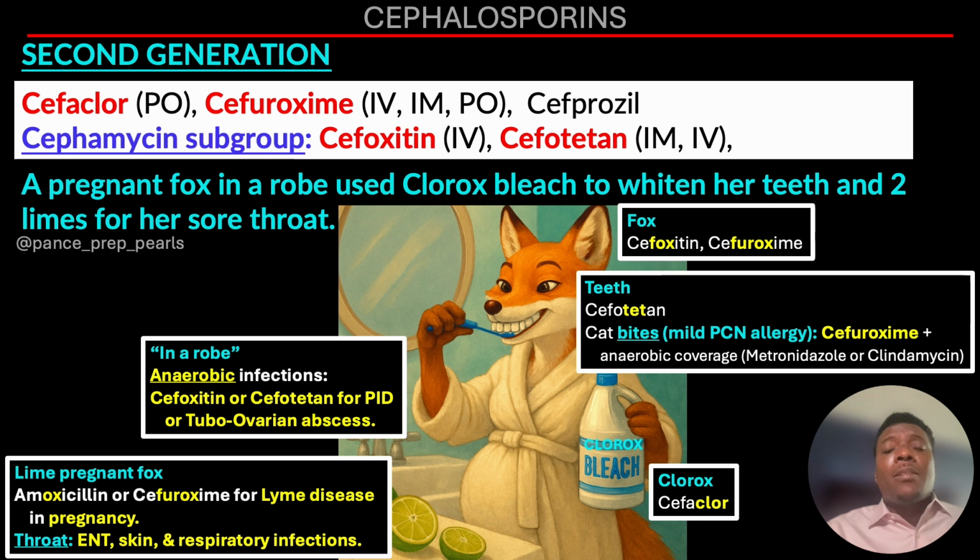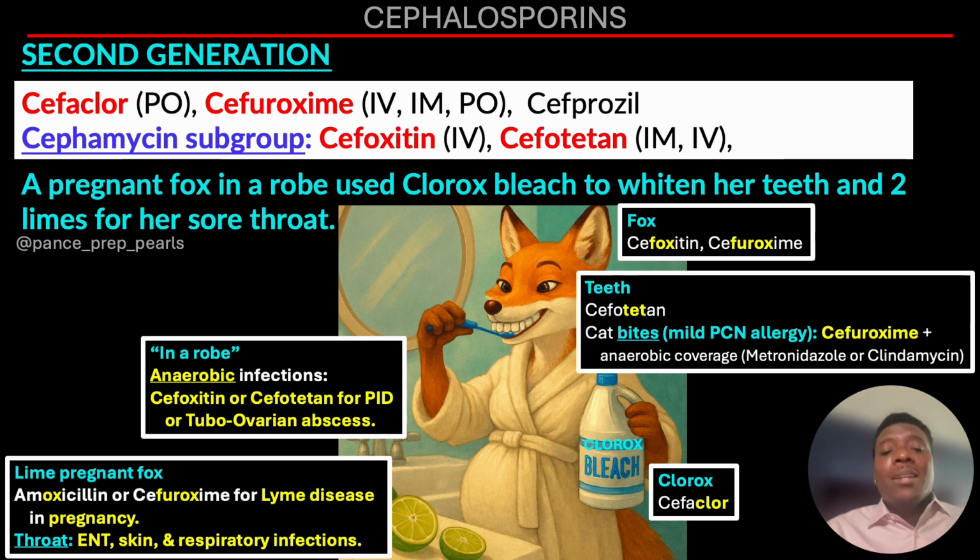My mnemonic for this is a pregnant fox in a robe used Clorox bleach to whiten her teeth and 2 limes for her sore throat. The 2 is for the second generation cephalosporin. The fox are for cefoxitin and cefuroxime. Anaerobe is because it covers anaerobic infections. Again, remember, cefoxitin and cefotetan are great for anaerobic infections such as abdominal and pelvic infections.